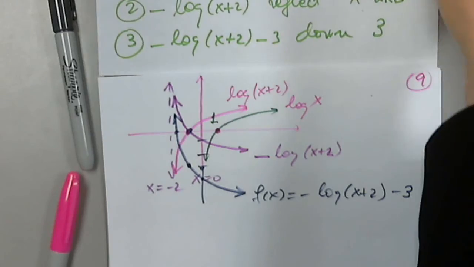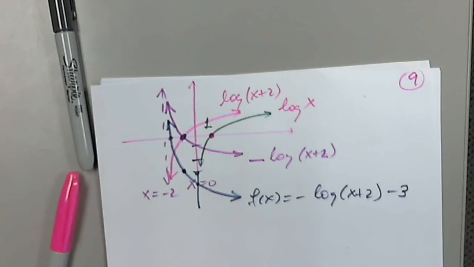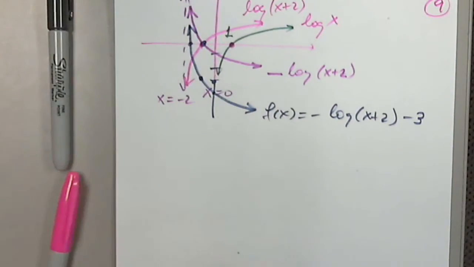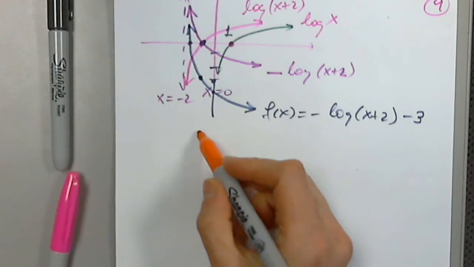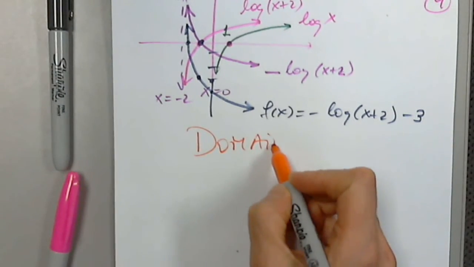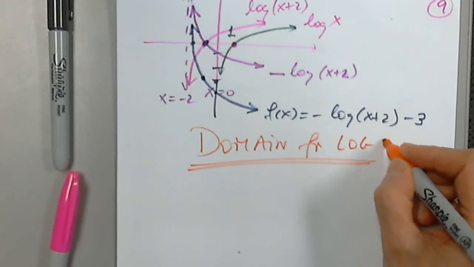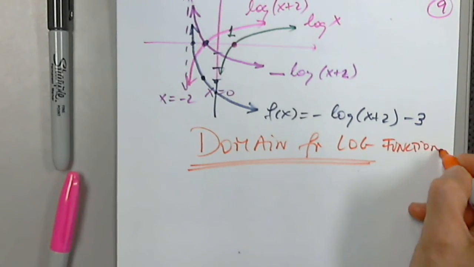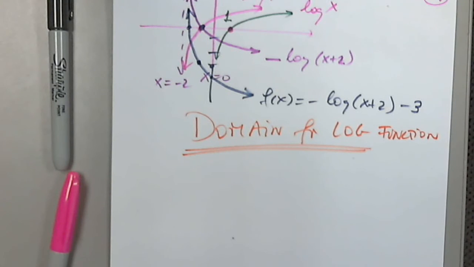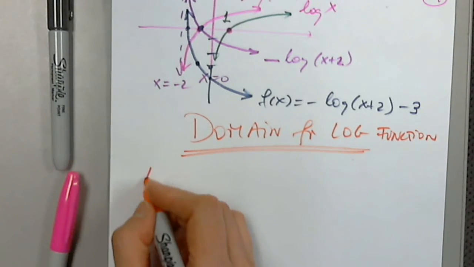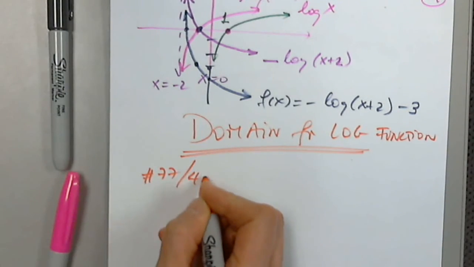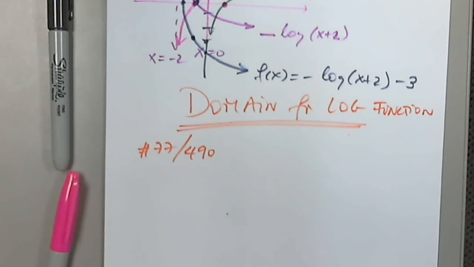I would like to look at a couple of more problems. And actually, before that, I'd like to identify domain. Domain is a major issue for this function. It's not a friendly function. Domain for log function. So I'm going to choose 3 problems from your book on page 490. So let's say 77 on 490. We're given f of x equals log of 2 minus x.